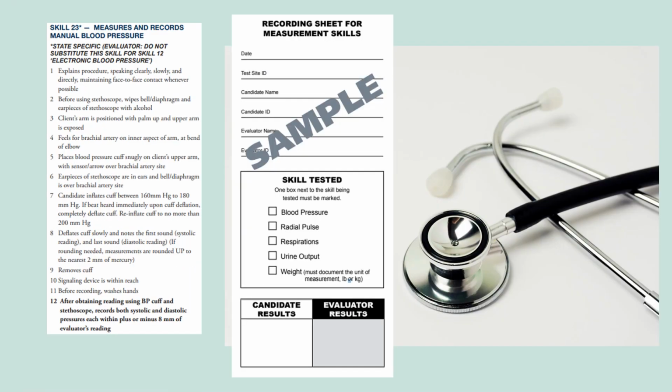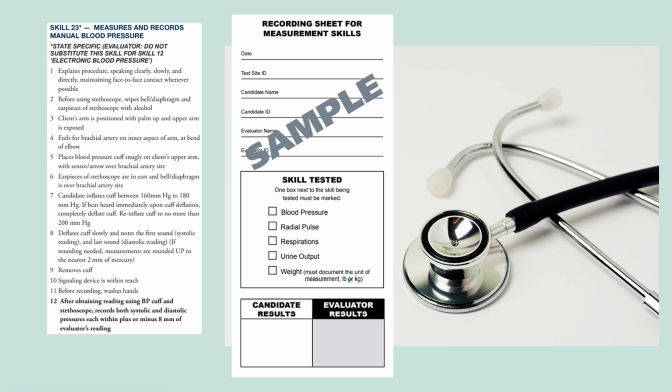Some states test Skill 23, manual blood pressure. Other states test Skill 12, electronic blood pressure. These are not interchangeable and are set by your nurse aide state agency as a required skill. Check in your state nurse aide candidate handbook for the correct skill in your state. In Skill 23 and Skill 12, candidates must palpate the brachial artery, and they must put the cuff on correctly with the sensor arrow over the artery. The client's palm must be up.